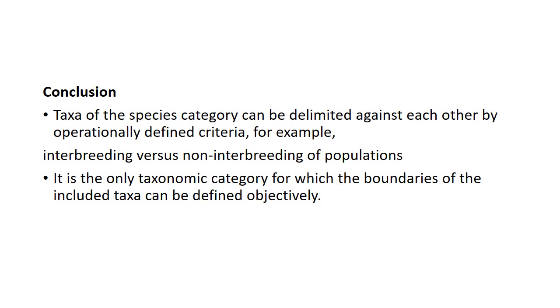So, the conclusion is taxa of the species category can be delimited against each other by operationally defined criteria, for example, interbreeding versus non-interbreeding of the population. So, it means that reproductive isolation is the criterion to delimit a species. Number 2, it is the only taxonomic category for which the boundaries of the included taxa can be defined objectively.